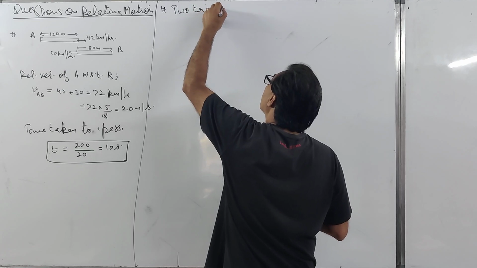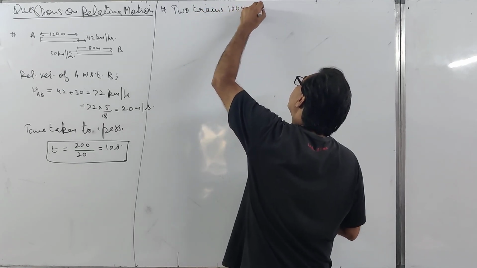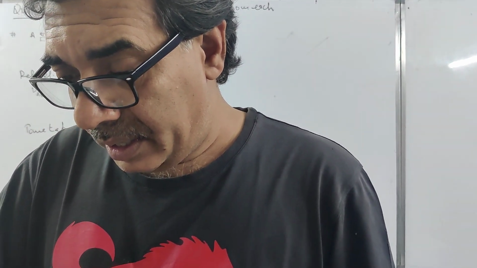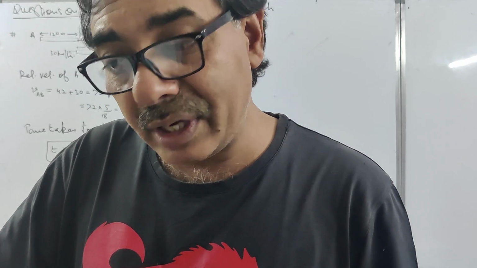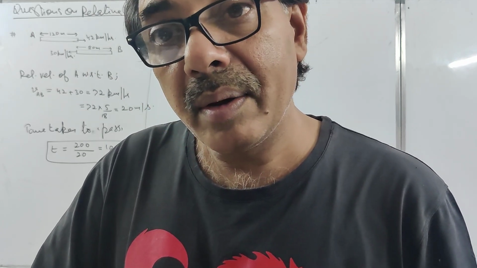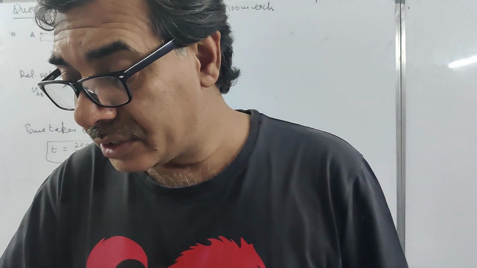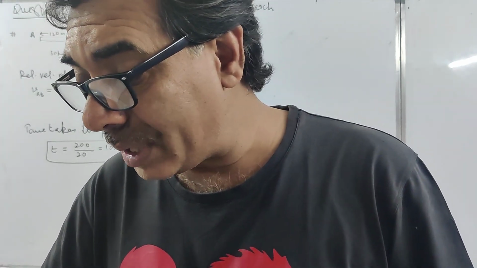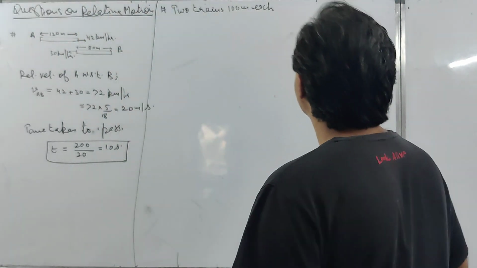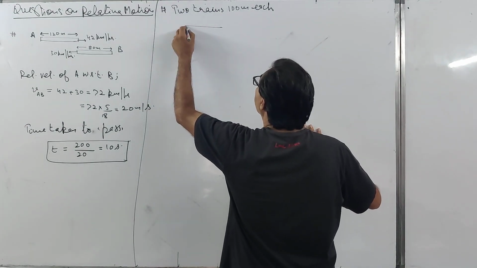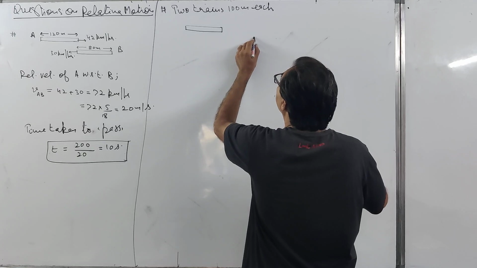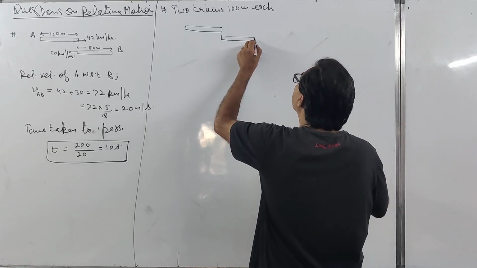Two trains, 100 meters each. Look at the question, it is very good. He says when they are moving in the same direction, A will pass B in 20 seconds. It is given to us. A will pass B in 20 seconds. This is A, this is B.